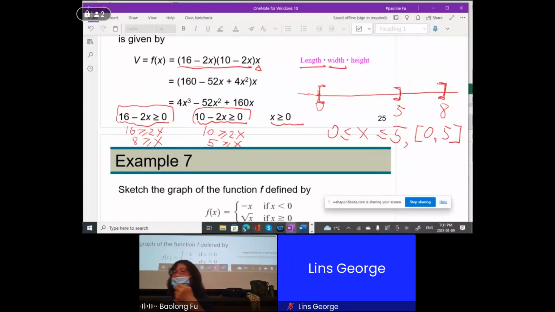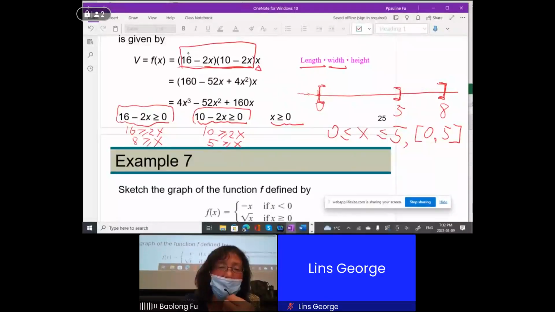Questions? Yes. My question is, would we have to go from those two steps and then go from 16 divided by 2? When you get 160 minus 52x, where do you get the 160 from?